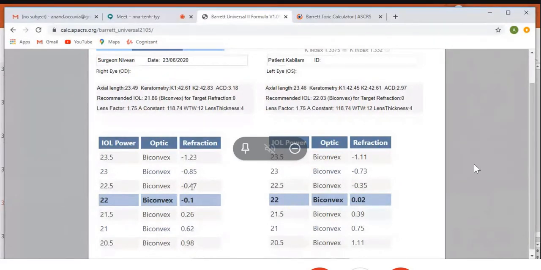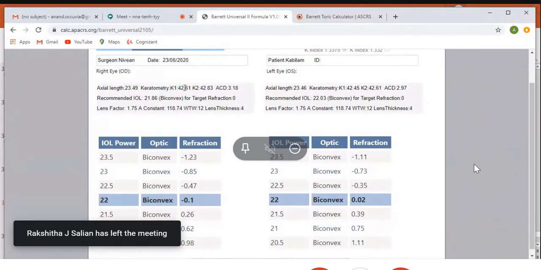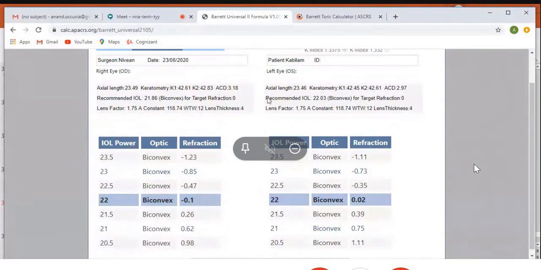So few doctors, whenever they are implanting a multifocal lens, or even for a monofocal implant, they will plan like this. Before the surgery, the doctor will ask the patient according to their needs, and they will select the IOL power. So here you can see what are the things we have incorporated in the first slide. It will come here: axial length, K1, K2 value, ACD, then the recommended IOL for both eyes. It will give for the target refraction of 0. So if you want a refraction of minus 0.5 or minus 0.75 on the first day, it will give the exact values.